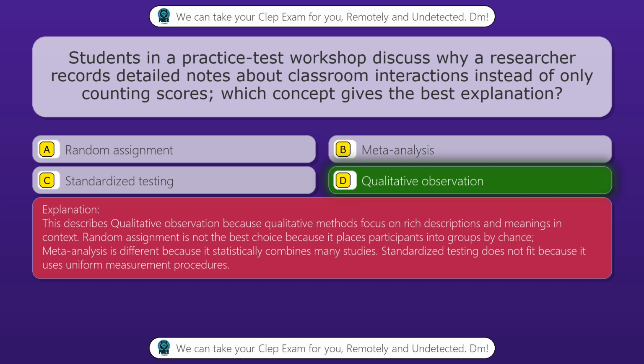This describes qualitative observation because qualitative methods focus on rich descriptions and meanings in context. Random assignment is not the best choice because it places participants into groups by chance. Meta-analysis is different because it statistically combines many studies. Standardized testing does not fit because it uses uniform measurement procedures.